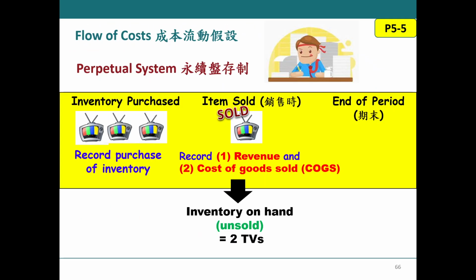So let's go to you are the sellers on slide page 66. Remember, who are you? You are perpetual 永续盘存制, right? So perpetual 永续盘存制, remember, we've done the first thing when you buy the inventory. Right now, we are going to sell it. But you are perpetual 永续盘存制, which means what? You are the hard worker.